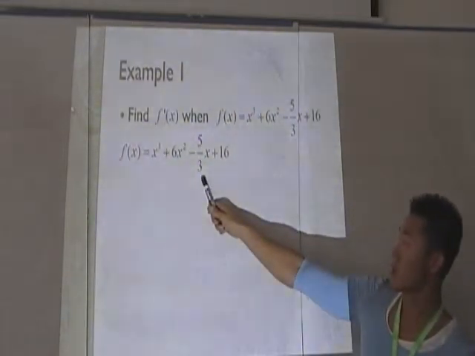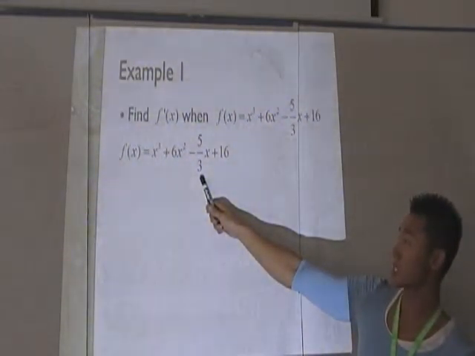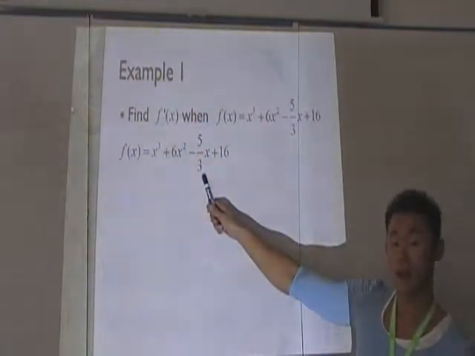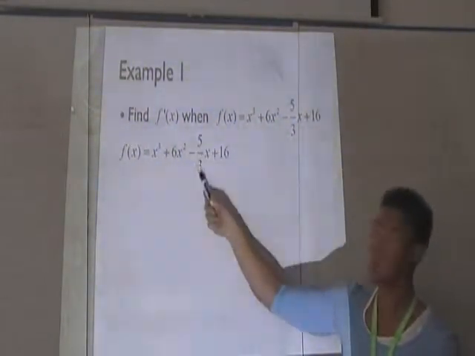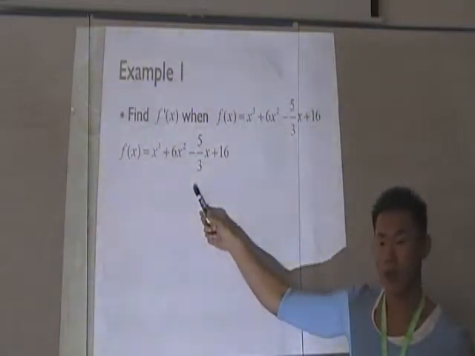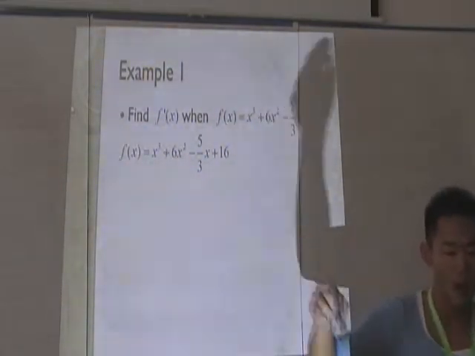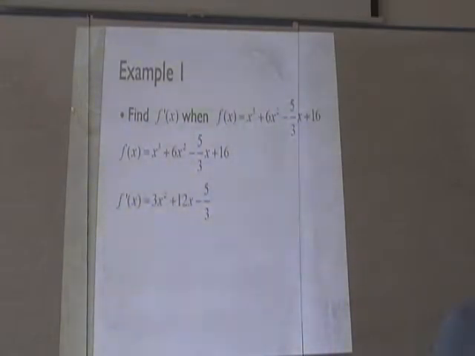12x. What's the derivative of negative 5/3 x? Negative 5/3. So if it's just an x, if it's just a variable, and you're taking a derivative with it, it's just the number itself. And what's the derivative of 16? 0. That's your derivative. Wait, so the 16 drops? Yeah, because the derivative of a constant is 0.